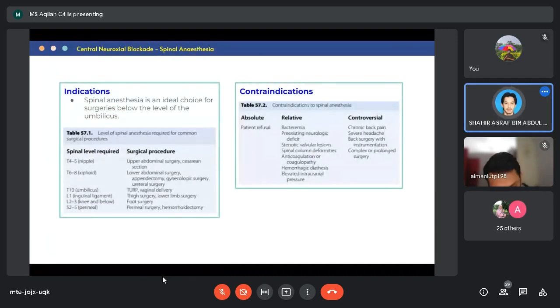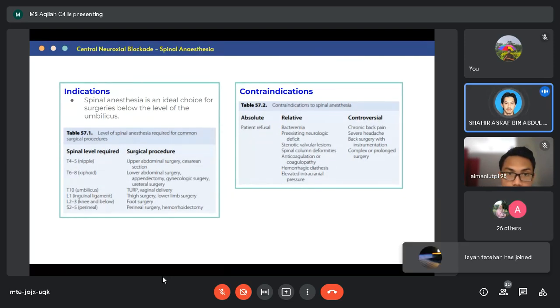Go back to the previous slide. Okay, so correct, the indication for spinal anesthesia is any surgery below the umbilicus. Your slide mentioned the spinal level required. You already mentioned we can only give at the level of L3, L4 or L4, L5, or maybe lower than that at L5, S1 actually. But why does the spinal level required go up to T4?